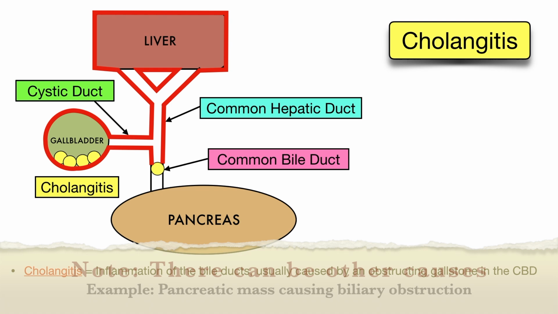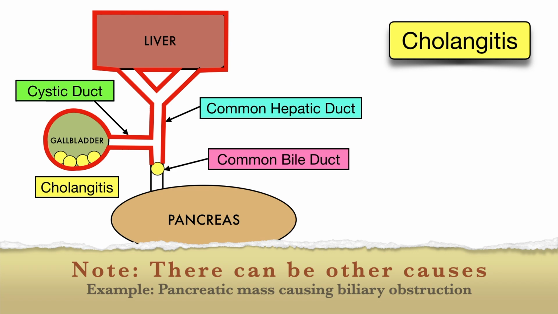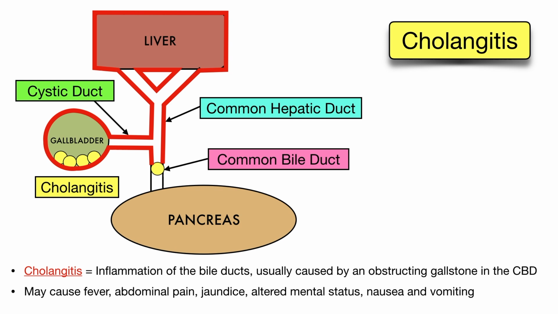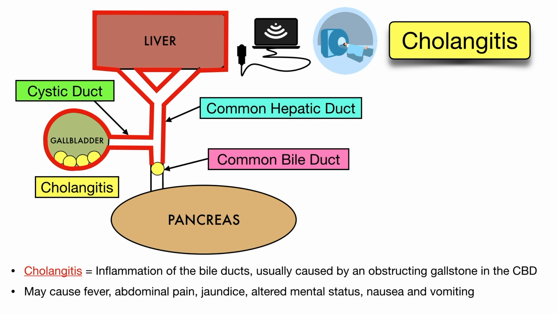We know from our talk on cholecystitis that an obstructed stone will block content from passing through. This can lead to inflammation as well as infection from all that content that's unable to pass by the stone. As a result, symptoms may include fever, abdominal pain, jaundice, altered mental status, and nausea or vomiting. Diagnosis will be similar to choledocholithiasis with an ultrasound, ERCP, or MRCP.